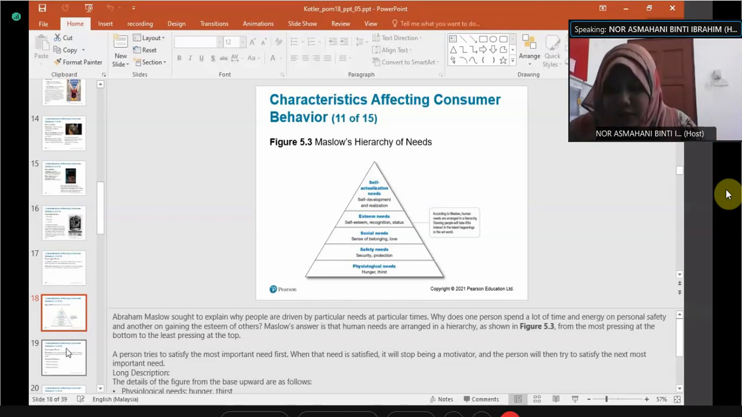If the lower needs you didn't achieve yet, definitely you won't move to the next ladder, the upper level of needs in Maslow's hierarchy. You don't have a good job. I mean, you don't have a house yet. You don't have a good salary. So how are you going to think of marriage, for example? Right? This is the need that must be understood.